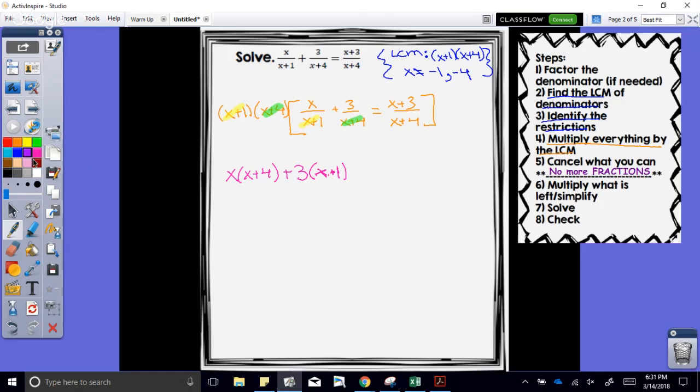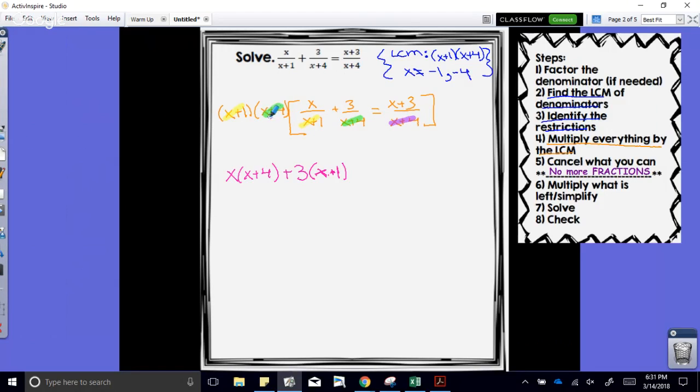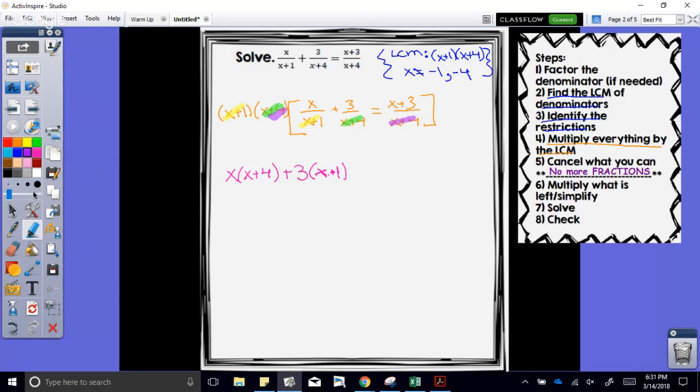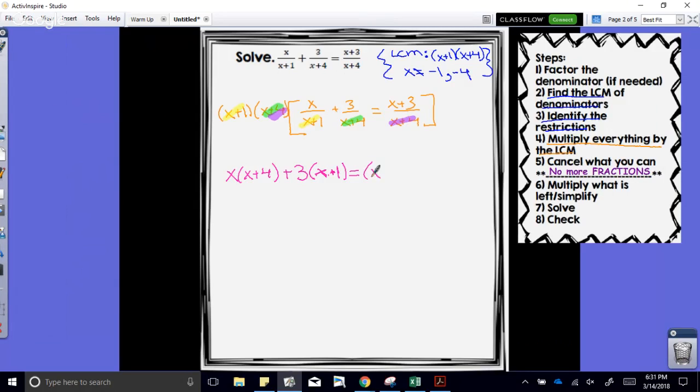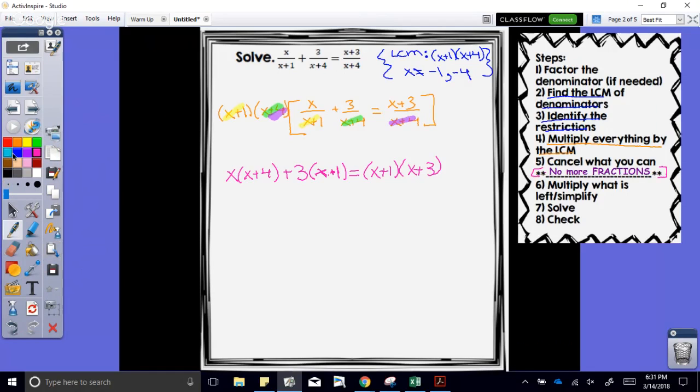Okay, the last time I do this, the x plus 4 is going to cancel with the x plus 4, and I will be left with my equals. I'll have an x plus 1, and then the numerator, which is the x plus 3. Okay, notice when we cancel what we can, this says we should have no more fractions. If you still have fractions left in your problem, that means that something went wrong. Okay, so now we're going to get to step 6, which is to multiply by what's left, and then we'll kind of go from there.